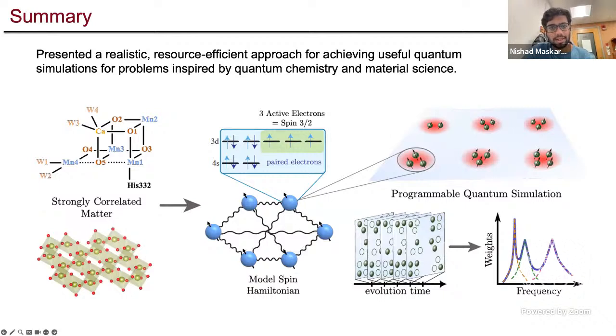Cool. So with that, I'd like to thank you all for your attention. To summarize, we have this pipeline where we think about some molecule and map it onto some spin Hamiltonian, and then implement the spin Hamiltonian and ultimately extract chemical properties of some kind by simulating the time dynamics of it. And we're very excited about this as a potentially resource efficient approach for doing useful near-term quantum simulations for problems that are more inspired by quantum chemistry and material science, but aren't solving the entire ab initio electronic structure problem.